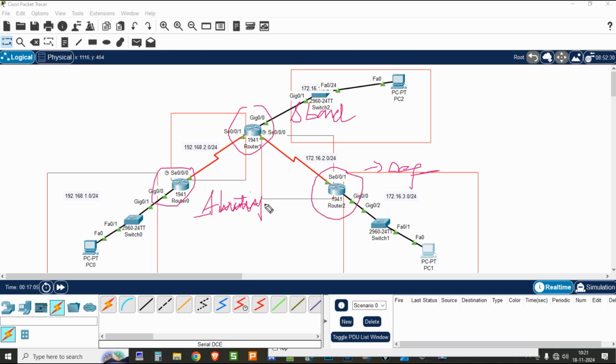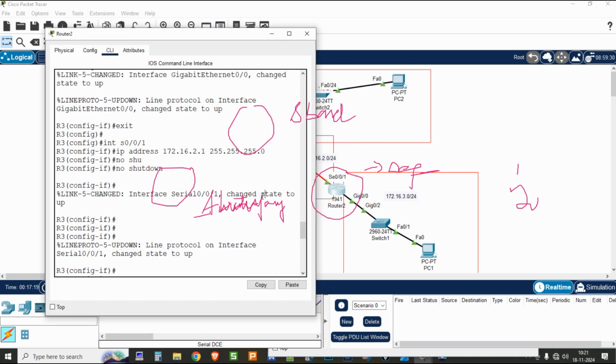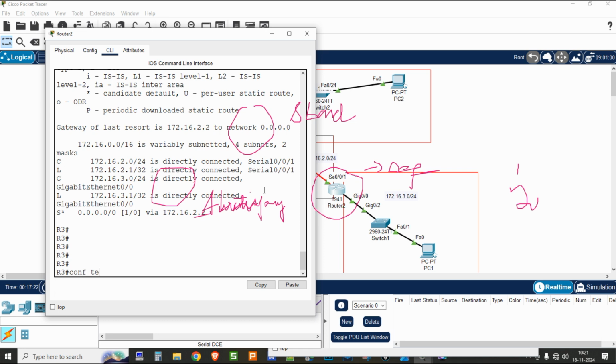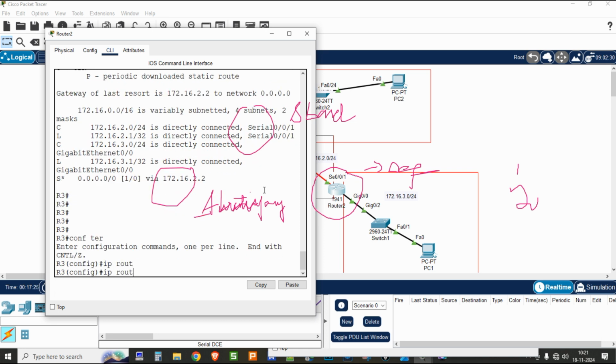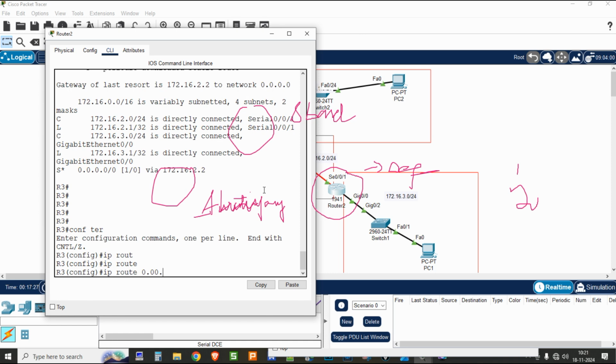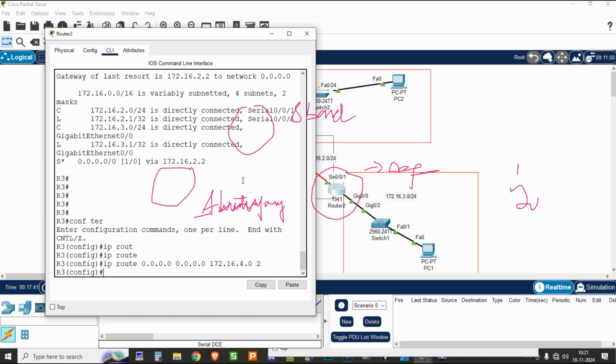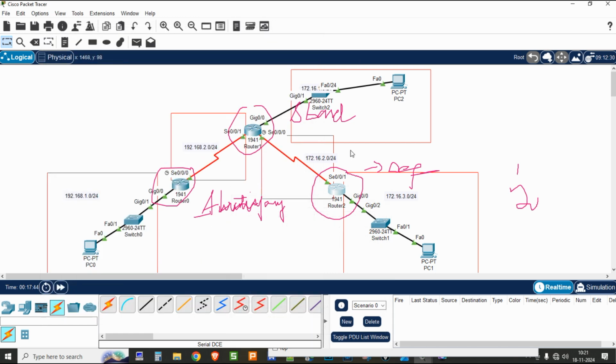Floating summary route is where we need to configure the administrative distance by giving a higher value. So I can just type the commands, but it is not possible. Two nodes are needed. IP route 0.0.0.0 0.0.0.0, then 172.16.4.0 followed by, but this network is not connected.